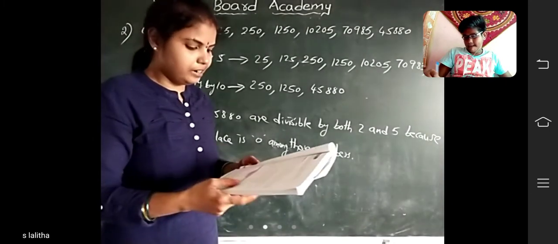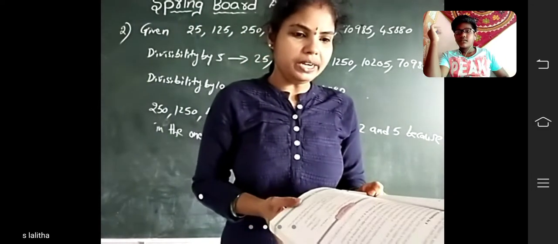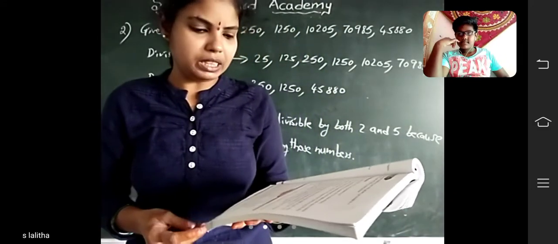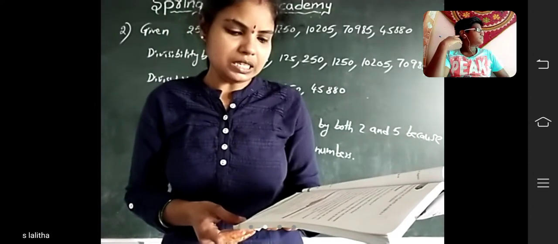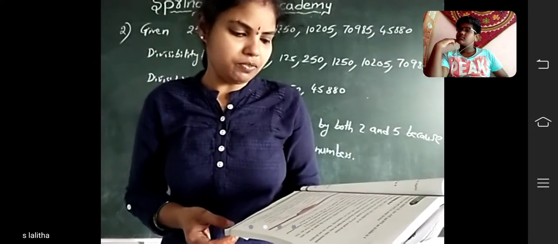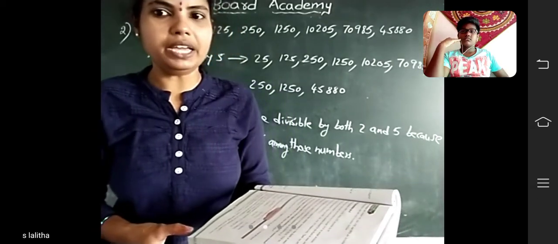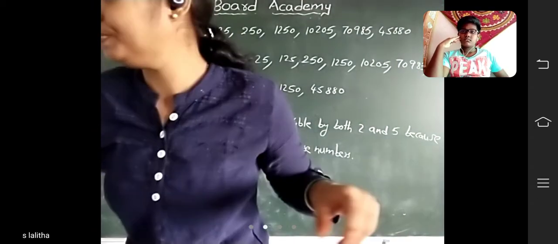Next, see the children. Third question. Make three different three-digit numbers using 2, 3, 4, where each digit can be used only once. Check which of these numbers is divisible by 9. Okay?